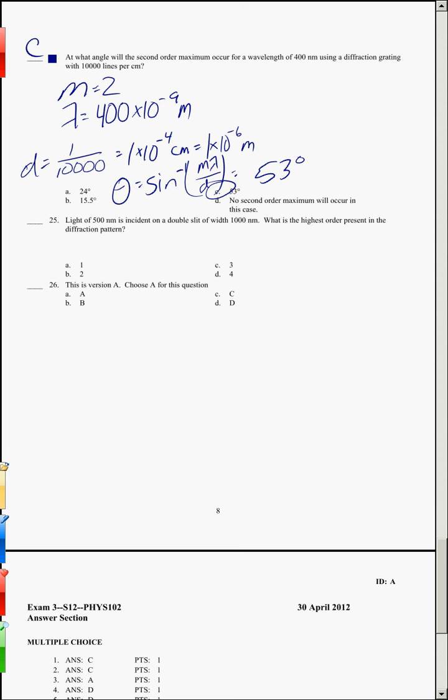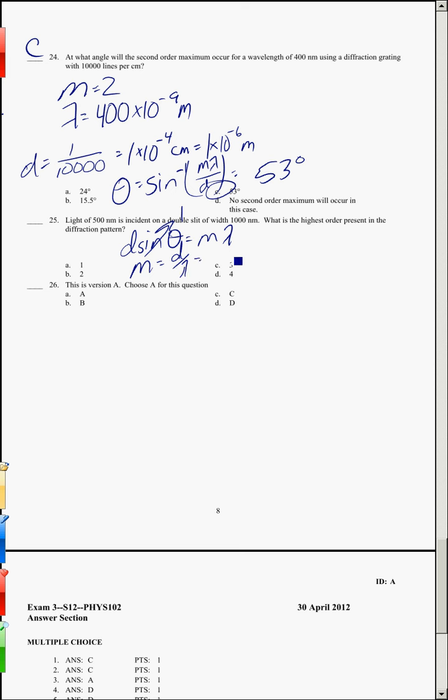Light of 500 nanometers is on a double slit with a width of 1,000 nanometers. What is the highest order present in the diffraction pattern? Alright, the orders go away when theta is equal to 90 degrees. So I can say that d sine theta equals m lambda. Theta is at its max when theta is 90 degrees, so that means that this goes to 1 because the sine of 90 is 1. And then I solve for m, d over lambda.